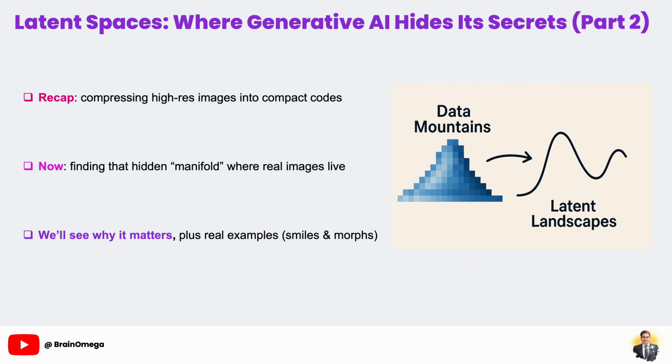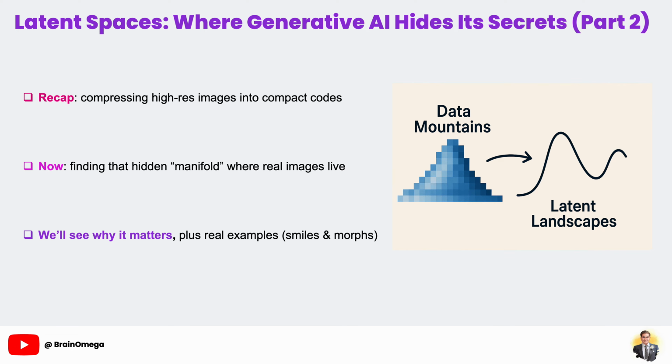Alright, folks, welcome back to section 2. In the first part of this tutorial, we saw how generative models take gigantic high-resolution images, every pixel in the world, and squash them down into tiny manageable codes called latent vectors. Today we are peeling back another layer. We want to understand where those codes actually live.